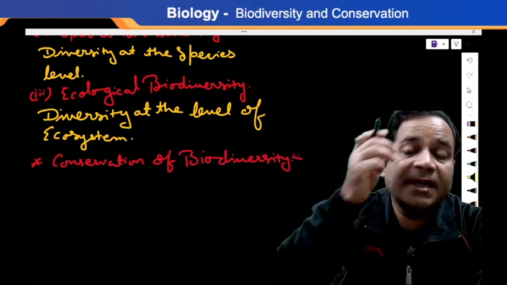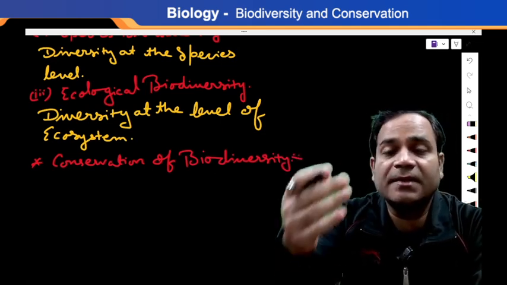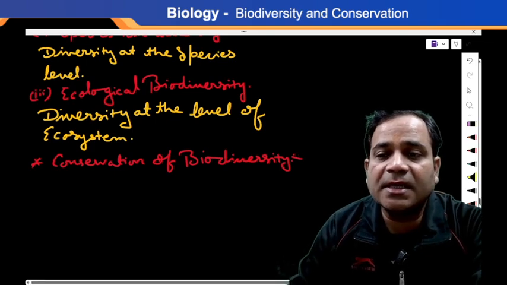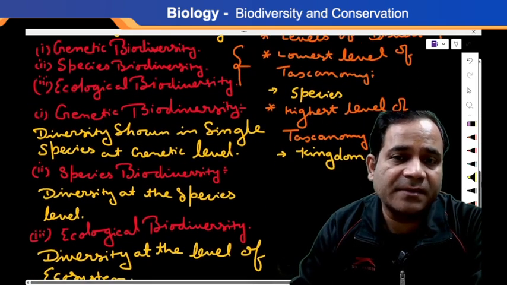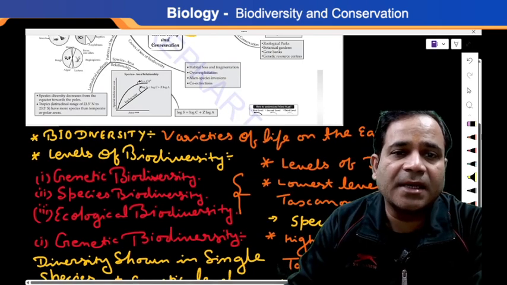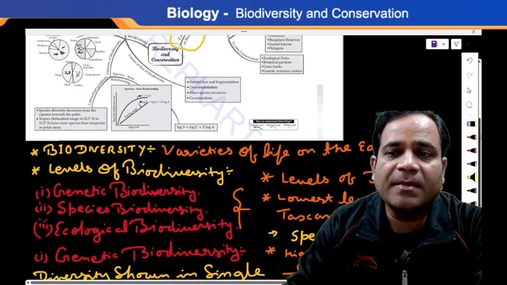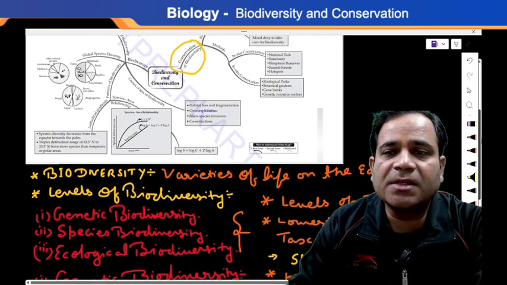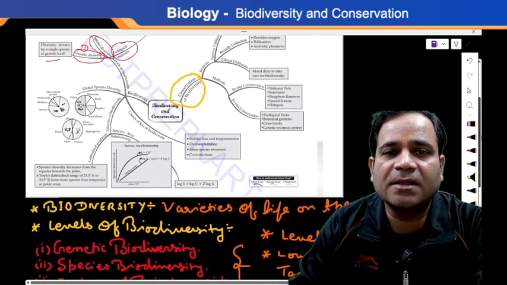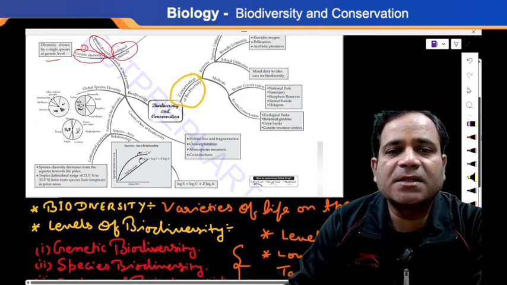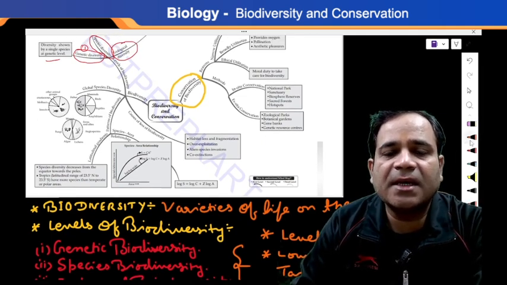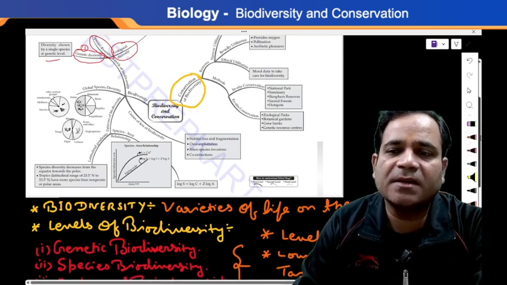If I'm saying here that we have to conserve biodiversity, now the question is how do we conserve biodiversity? This is the thing. There are some methods given here to conserve biodiversity. The first one is in situ conservation and the second one is ex situ conservation.